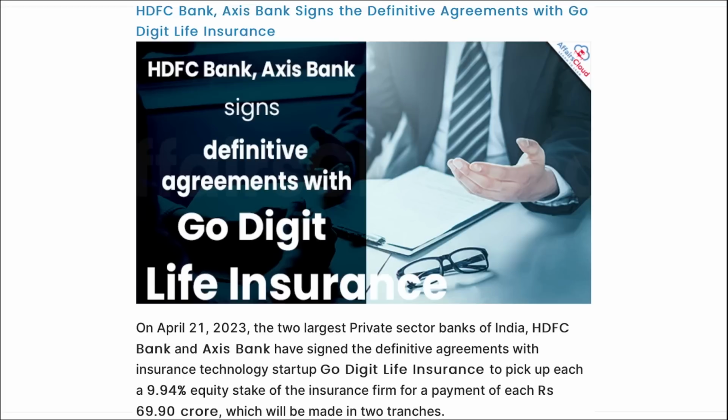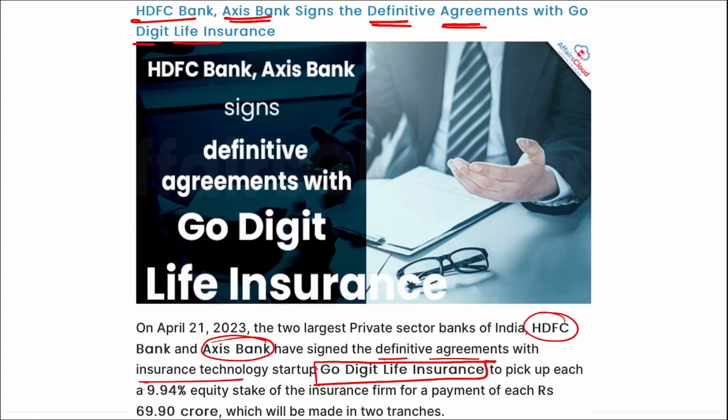Correct? Moving on. Next, it is your HDFC Bank and Axis Bank. They have signed a definitive agreement with Go Digit Life Insurance. I repeat, the two largest private sector banks, HDFC Bank and Axis Bank, have signed a definitive agreement with the insurance technology startup Go Digit Life Insurance to pick up a 9.94% equity stake each in the insurance firm for a payment of 69.9 crore rupees each, which will be made in two tranches.